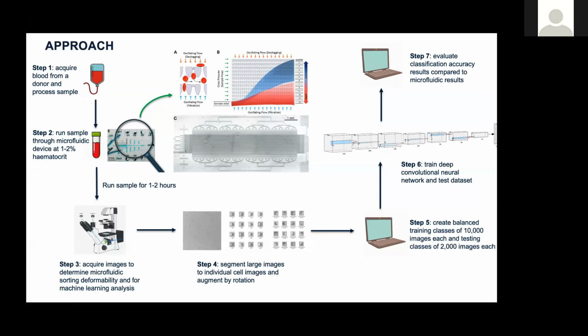After the sample is run for 1 to 2 hours, optical microscopy images were acquired and segmented into single cell images. Balanced classes were created consisting of 10,000 images each for training and 2,000 images each for testing. The convolutional neural network was trained using the training dataset and tested using the testing dataset. Finally, the machine learning classification results were compared to the microfluidic sorting results. Now moving on to these microfluidic results.